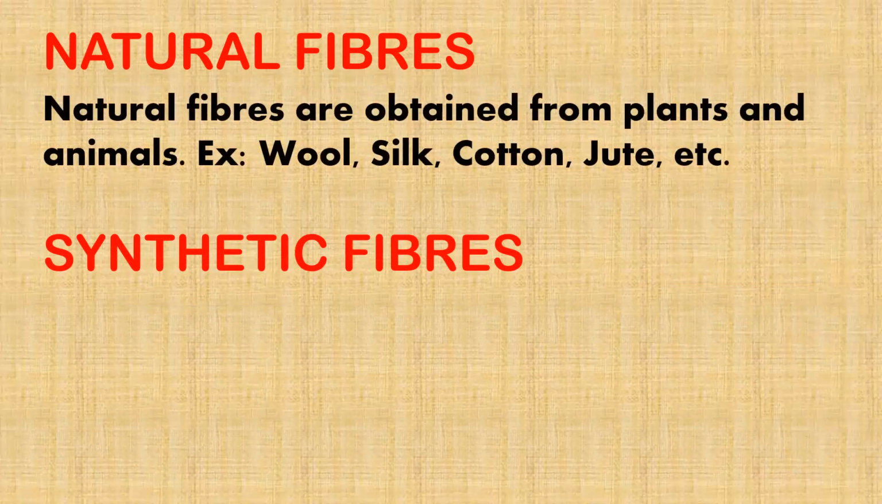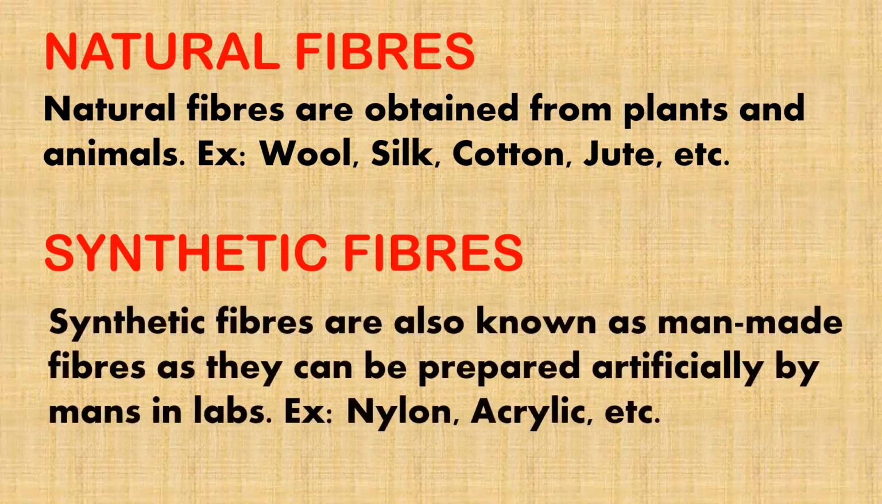Natural fibers are obtained from plants and animals, for example, wool, silk, cotton, jute, etc. And synthetic fibers are also known as man-made fibers, as they can be prepared artificially by man in labs. For example, nylon, acrylic, etc. So synthetic fibers are made by man in labs, while natural fibers are obtained naturally.